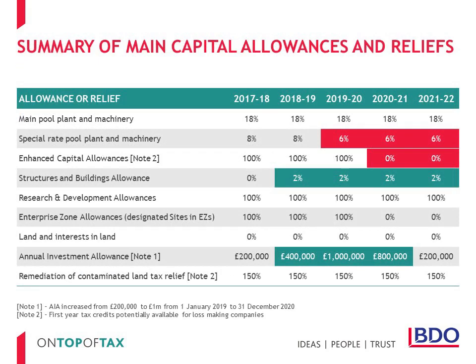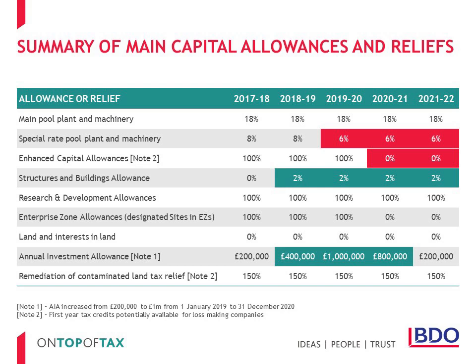This table summarises the main capital allowances and reliefs available and highlights the changes that were announced in the last budget. The increase of annual investment allowances to £1 million per annum for a period of 2 years and the introduction of structures and buildings allowances got the headline news in the budget. However, other changes in allowances offset the benefit of these changes.